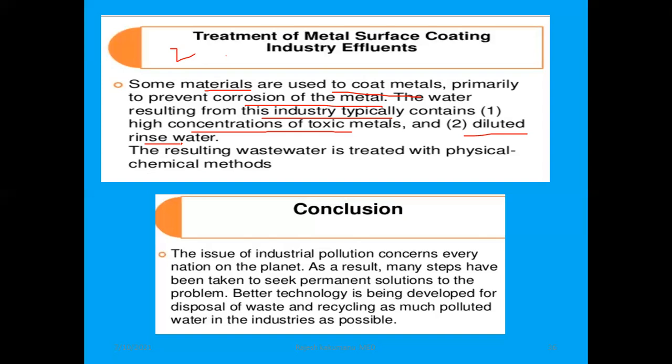Next, the issue of industrial pollution concerns every nation on the planet. So the problem of industries and control of industrial pollution is not only in our particular state or country, it is a problem for the entire planet, right? It concerns every nation on the planet. As a result, many steps have been taken to seek permanent solutions to this problem. But better technology is being developed for disposal of waste and recycling as much polluted water in the industries as possible.